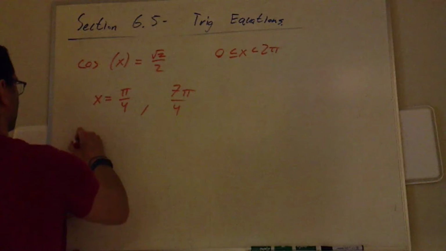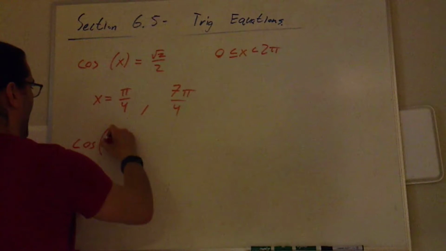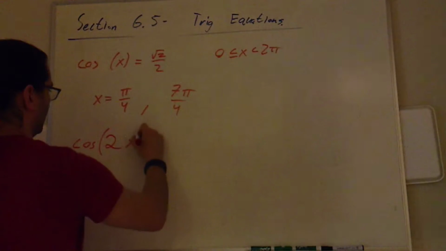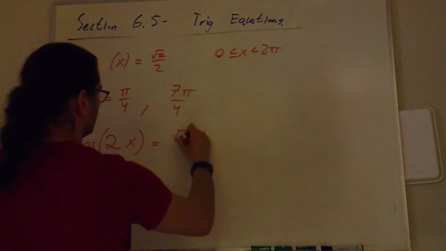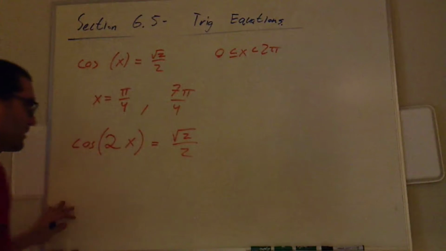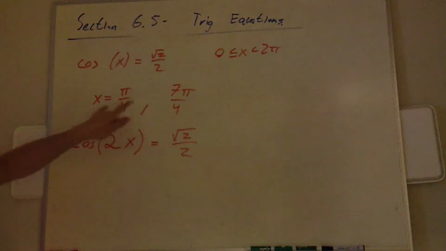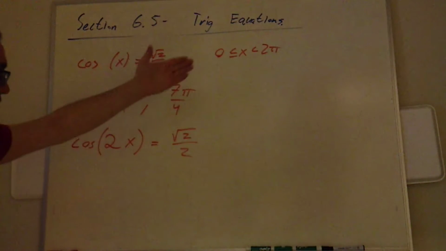The complexity is going to come from us adding things into these problems. If the only thing in here is an x, this problem is easy mode. You just find all of the angles that give you this cosine value on the unit circle and you're done.